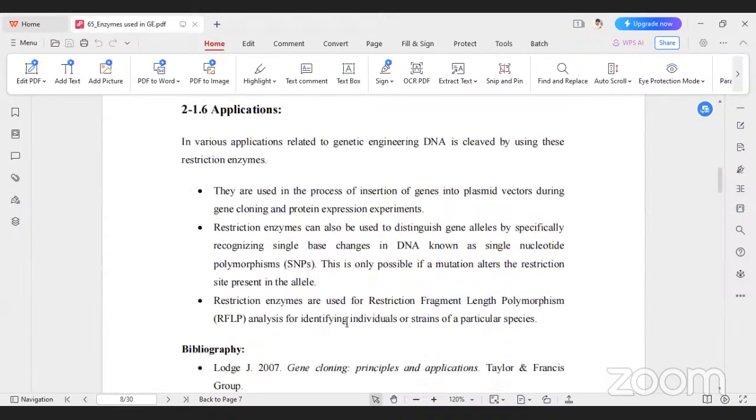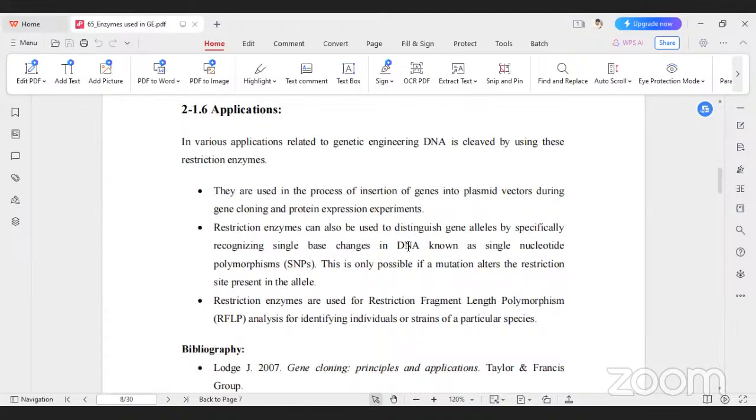Applications of restriction endonucleases. In various applications related to genetic engineering, DNA is cleaved by using these restriction endonucleases. First of all, they are mainly used in plasmid vectors during gene cloning and protein expression experiments: insertion of the gene into plasmid vectors. That is the first one.